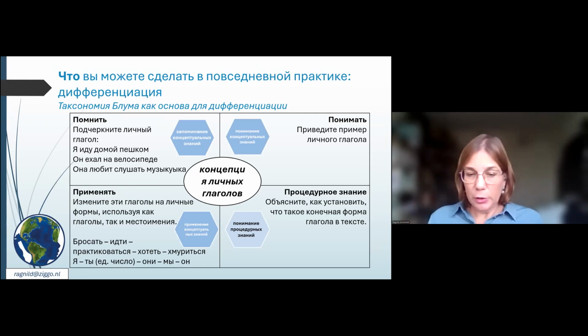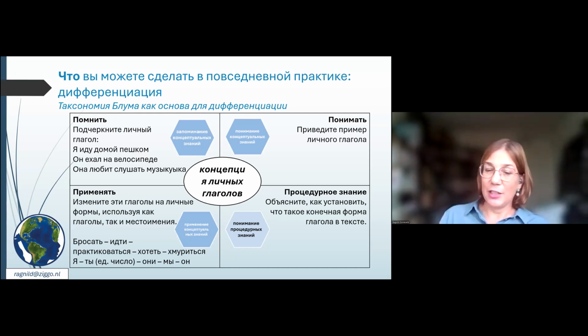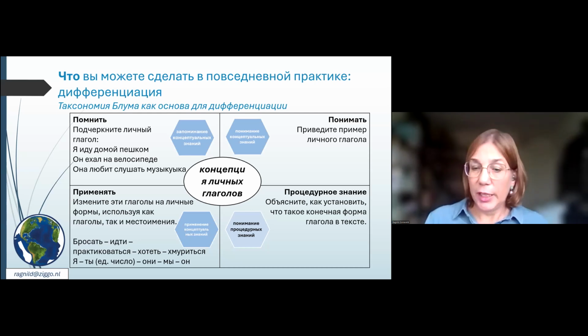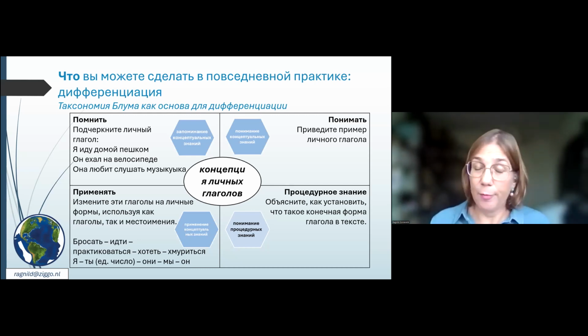So for example, the subject of your lesson is the concept of the finite verb. And your initial learning goal is that you want your students to understand this concept of the finite verbs. And the instruction on that learning goal might be that you ask your students to give an example of a finite verb. But you can use differentiation for those students who already know this and already have performed this goal.